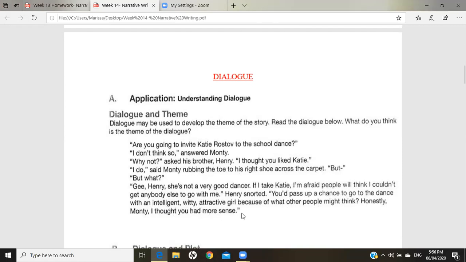So, just from reading this extract, what do you think is the main theme of this dialogue? What do you think is happening here in this story? And let me see if Nathan is still with us. I saw that Nathan was here. Okay, he's not here. Marie, are you with us?